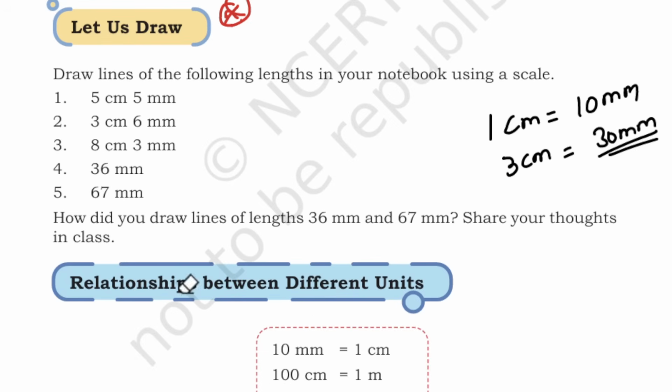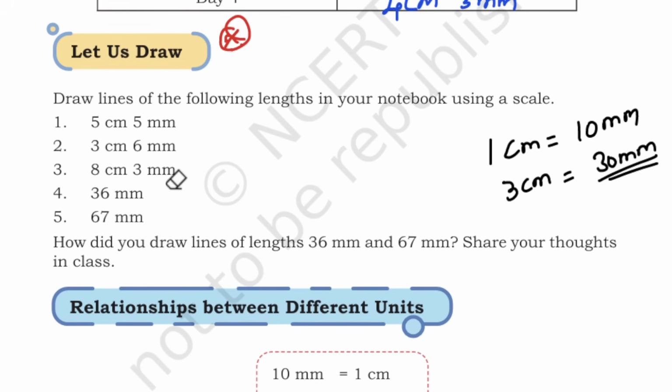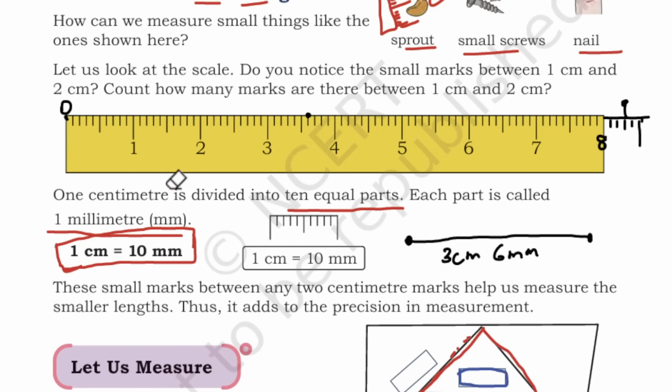So next is 67 millimeter. 67 millimeter is nothing but 6 centimeter and 7 millimeter. So we have 6 centimeter here. And this is 6 centimeter and 5 millimeter, 6 millimeter, 7 millimeter. So this one is 6 centimeter and 7 millimeter.